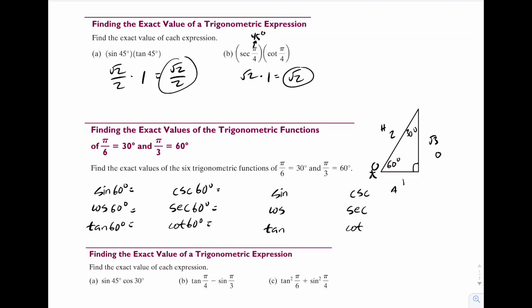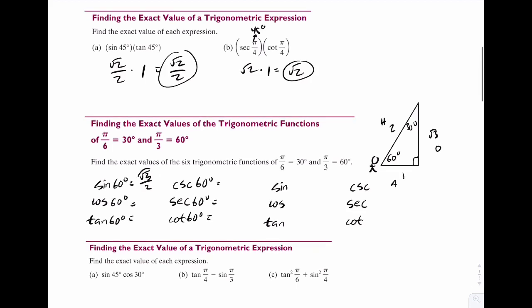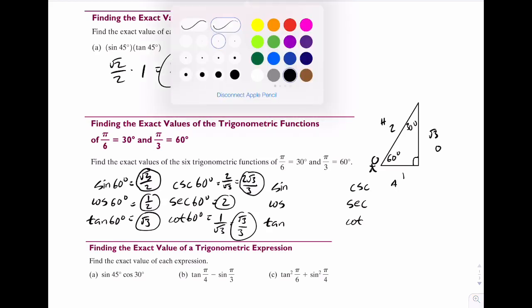Sine is O over H, so that's going to be root 3 over 2. First one done. Cosine 60 is going to be 1 over 2, because that's A over H. Tan 60, that's going to be O over A, which is root 3. To get the next ones, we'll just do the reciprocal. You get 2 over root 3, which is now 2 root 3 over 3. And 2, and 1 over root 3, which will become root 3 over 3. Done.